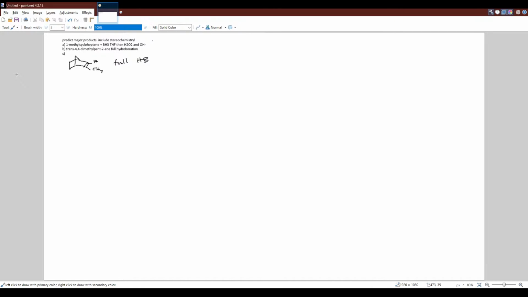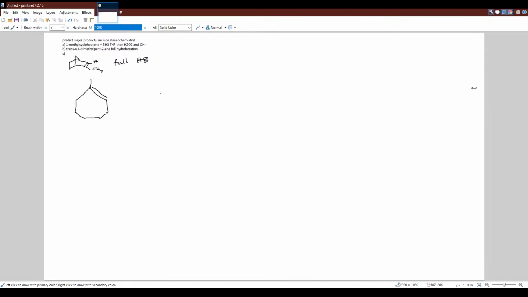Okay, so first problem, 1-methyl cycloheptene. Have I gotten better at drawing cycloheptene? Let's hope so. Oh god, does not look like it. Okay, how do I draw this thing? 1, 2, 3, 4. How about that? Yeah, there we go. 1-methyl cycloheptene. Okay.